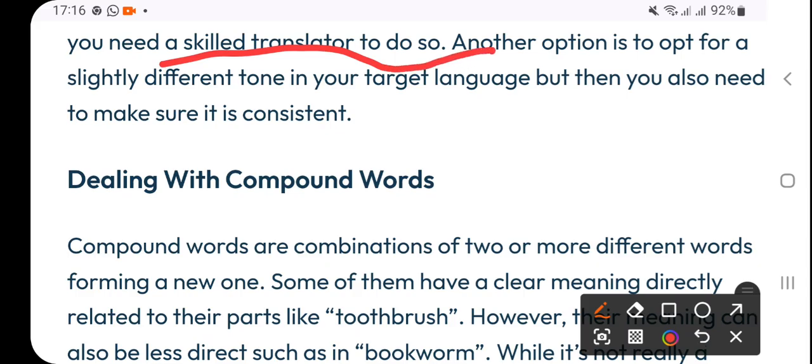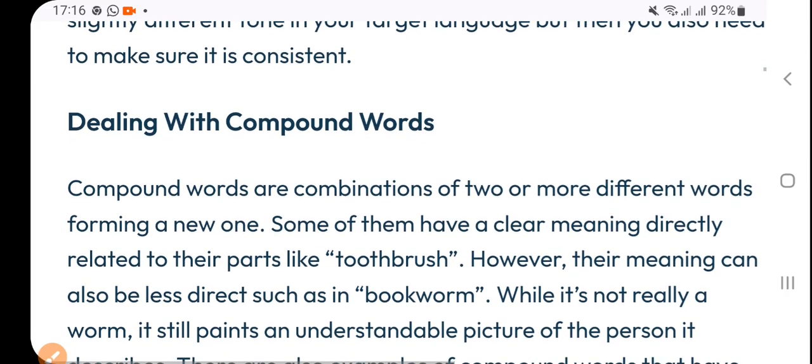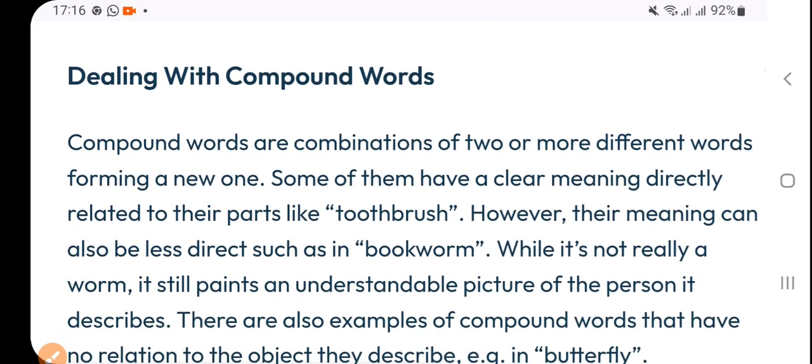Another option is to opt for a slightly different tone in your target language, right? It might be a different tone, but you also need to make sure it is consistent, and the meaning should be delivered properly. So that's the next issue.